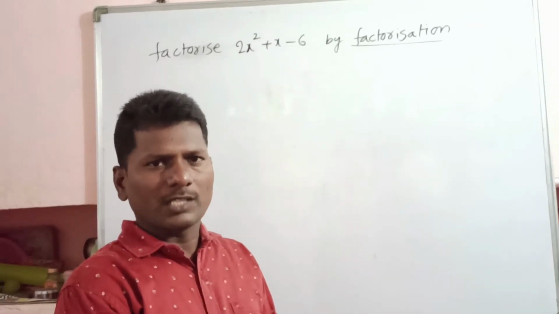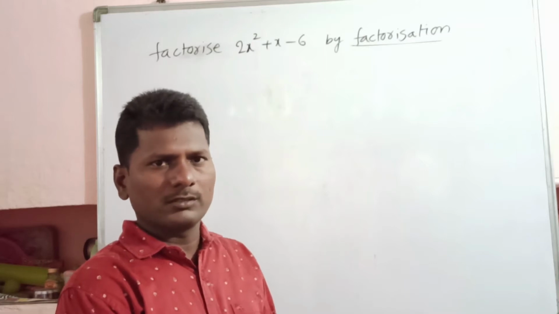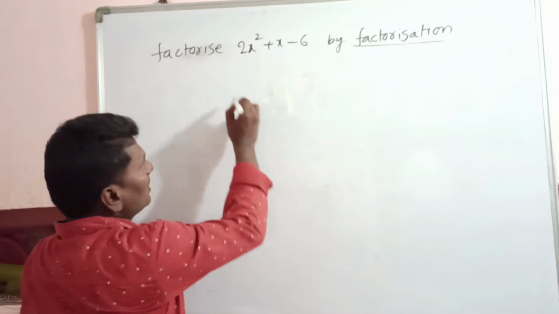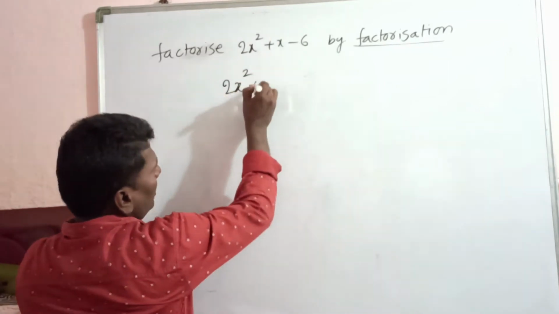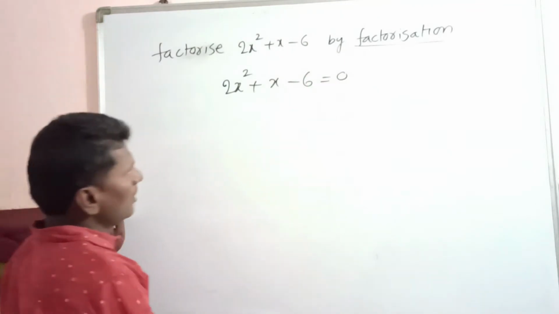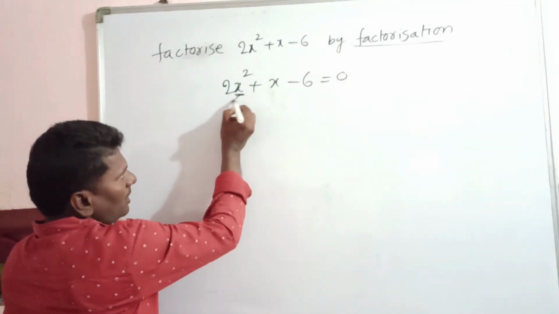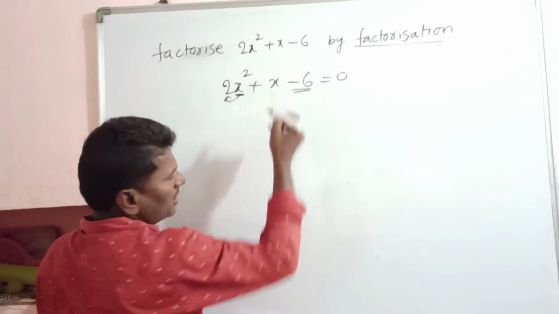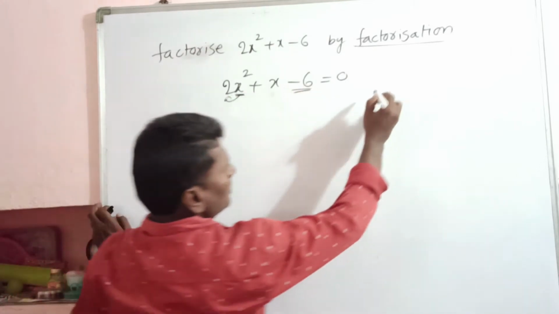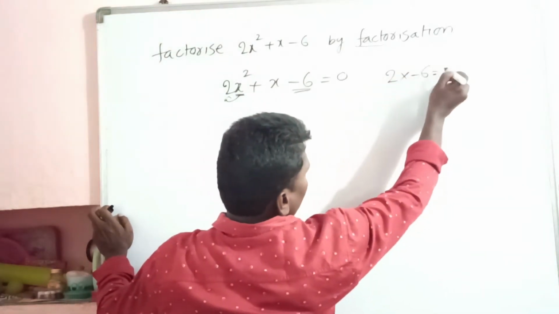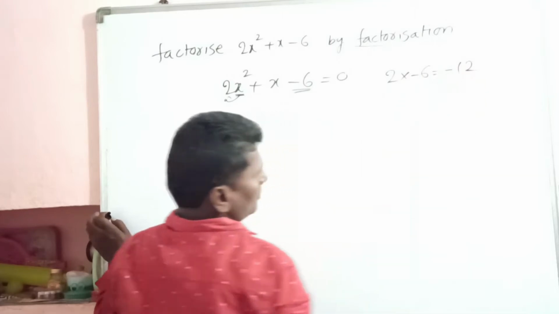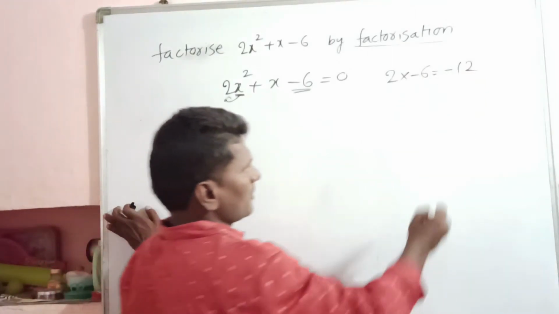Now let us solve one more question using the factorization method. The given equation is 2x square plus x minus 6 is equal to 0. Coefficient of x square is 2 and constant term is minus 6. Multiply these two numbers, 2 into minus 6, 2 6s are 12, plus into minus is minus. So we got minus 12.